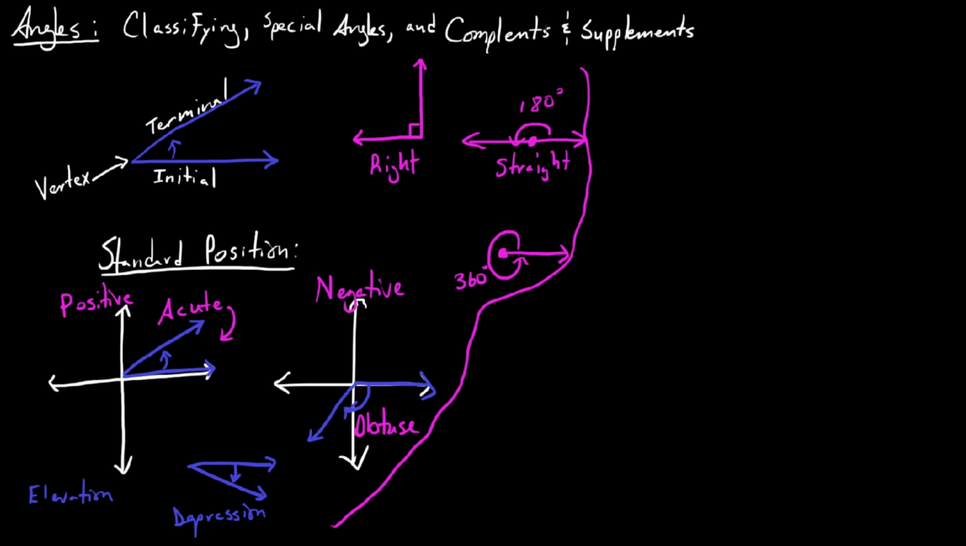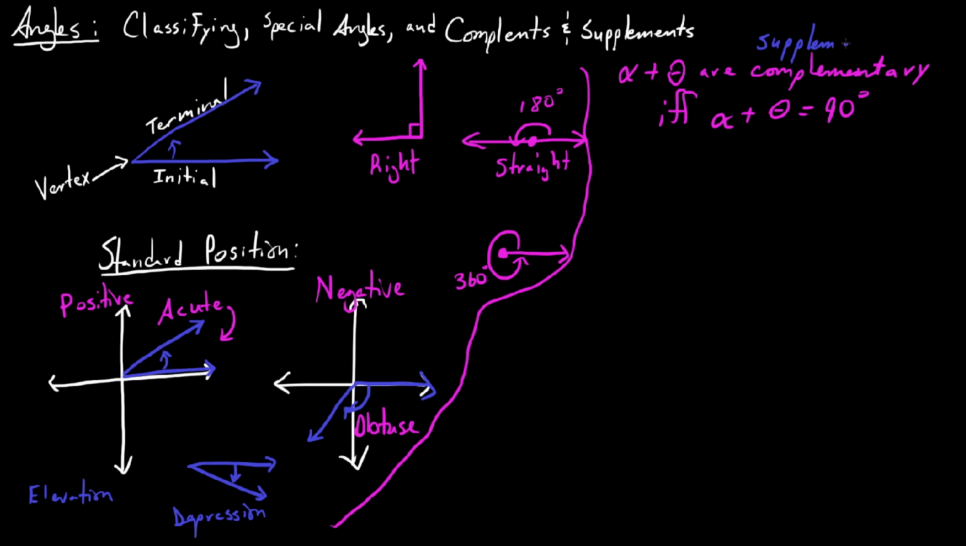Just real quick, complementary angles are two angles that sum to 90 degrees. So we'd say, for example, alpha plus theta are complementary if and only if they sum to 90. So complementary if and only if alpha plus theta equals 90 degrees. So we often want to find complementary angles, and likewise we would say that these things are supplementary if they sum to 180 degrees. So we're often concerned with these two things. So we'll take a minute to illustrate both.